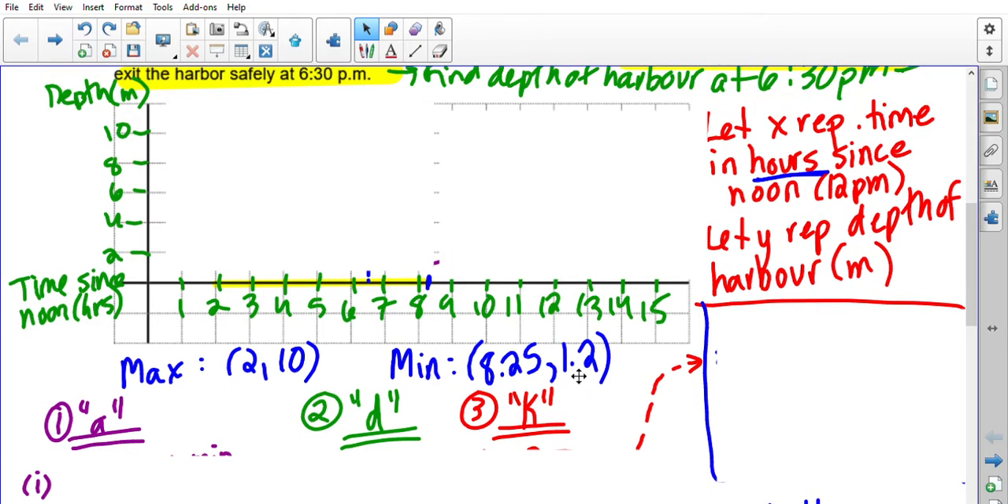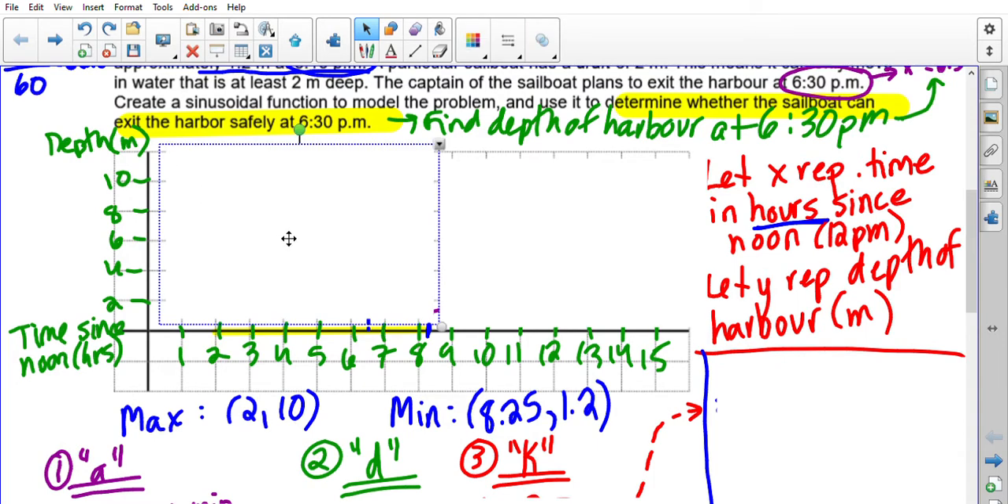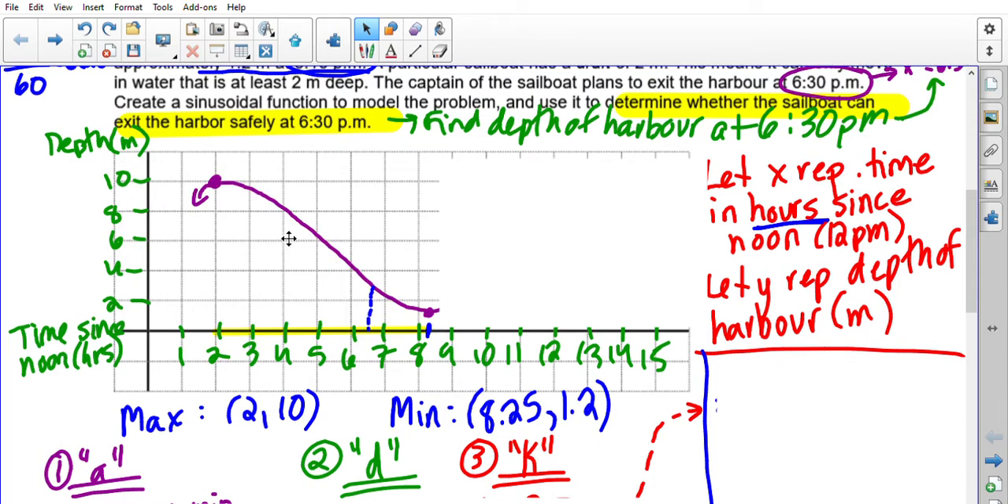Okay. So we've got those two key points. So we can plot those now, just to get a visual. Okay. So at 2 p.m. it's at 10. And then we're plotting here our minimum of about, and it doesn't have to be too exact here, but 8.25 and about 1.2. Okay. So that's what we know so far.